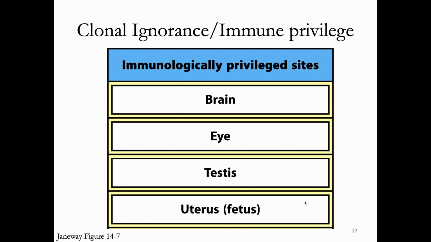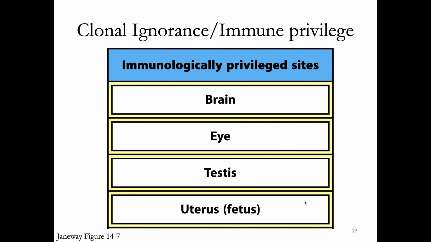So I want us to sort of leave off here thinking about these immune privileged sites. If you look at this list of organs, this list of anatomic locations, what do all of these things have in common? Yeah. They're all super important evolutionarily. So what do you mean by that? Yeah, if one of those gets messed up, you're kind of done.